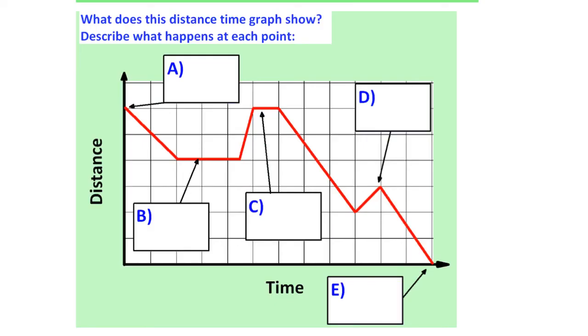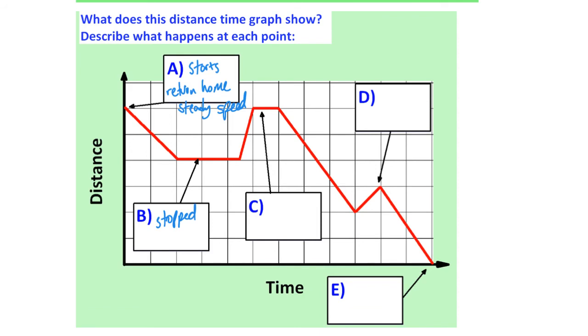This next distance time graph is about describing what happens at each point. So at point A, the journey starts and the distance is decreasing, so it looks as if they return home. And the line is a steady slope, so therefore it's at a steady speed. Part B, the distance is stopped. The distance isn't changing, so therefore they've stopped for some reason.